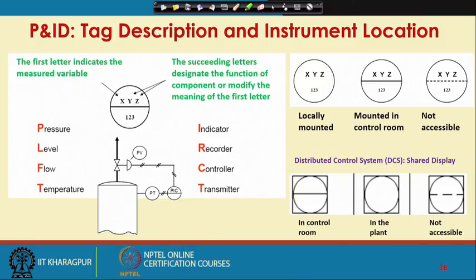Now, so these three letters indicate the measured variable and whether it is indicating, recording, controlling, transmitting, etc. function of the component.